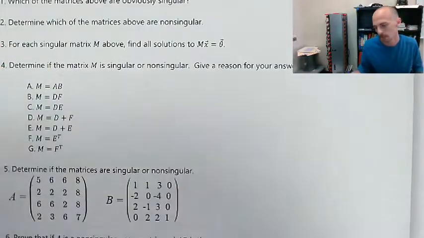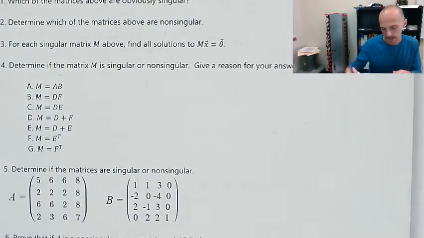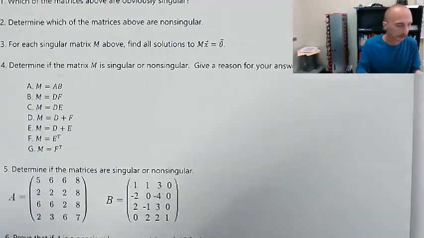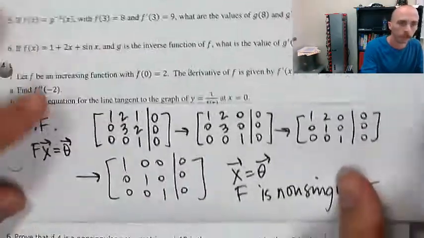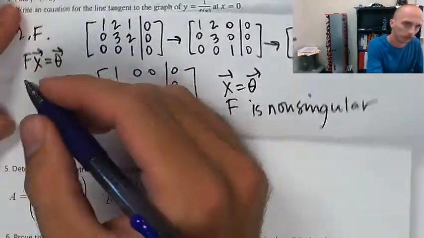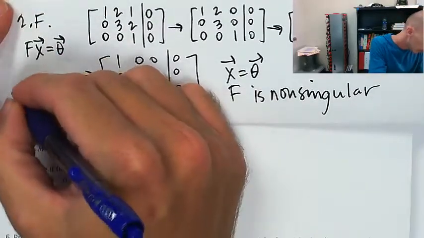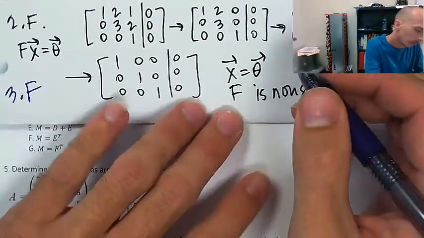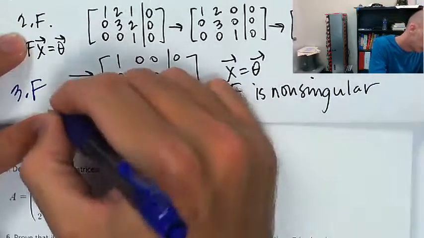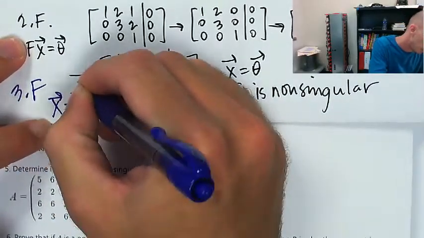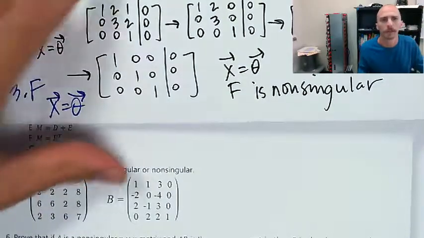And then for F, we determined that F was non-singular, so for 3F, we're going to say the only solution is x equals 0 because it's non-singular, and that's what it means to be non-singular.